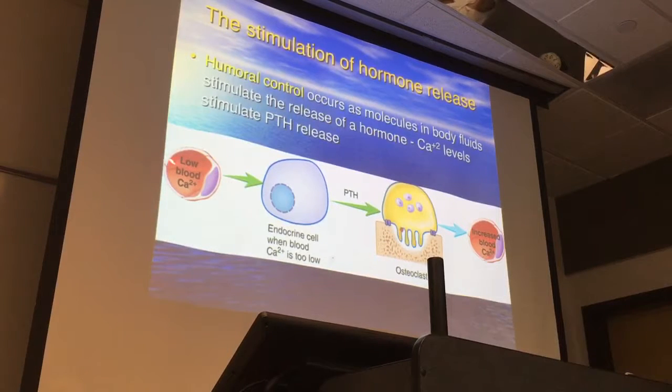So here we have low blood calcium, and we're looking at an endocrine cell in the parathyroid gland. Now, we have low blood calcium in the bloodstream. Does that directly affect that cell? The answer is no. This cell is not exposed to the blood, period. It's not in the bloodstream, it's not in the wall, it's outside of it. So we have low blood calcium, what directly affects the endocrine cell?